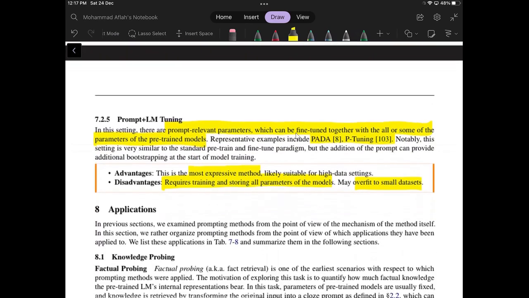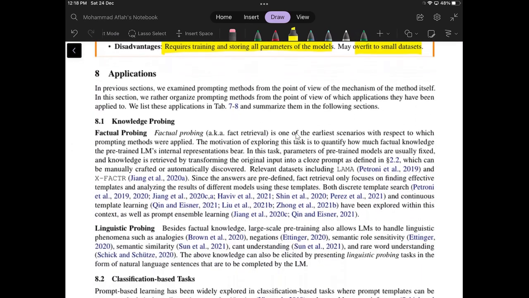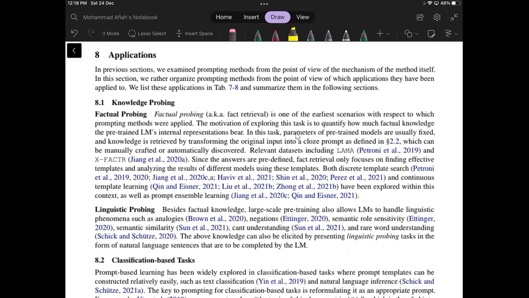So with this we finish section 7 and move on to section 8. In previous sections, we examined prompting methods from the point of view of the mechanism of the method itself. In this section, we rather organize prompting methods from the point of view of which application they have been applied to. So where are they being used?